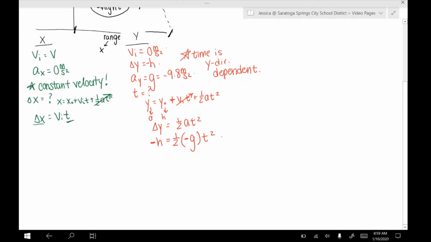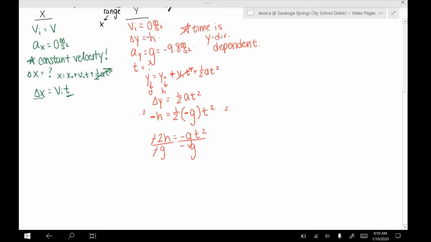So I'm going to multiply both sides by 2 to get rid of the 1/2. So I get negative 2h is negative g t squared. I divide by negative g. That's good. The negatives cancel, which I would have expected. 2h over g is t squared. Now if I want to solve for t, it's the square root of 2h over g.